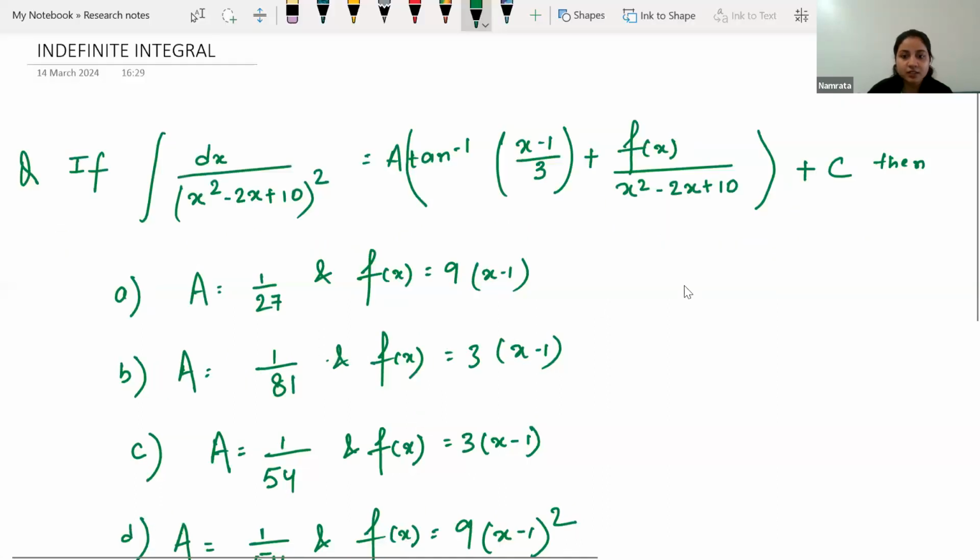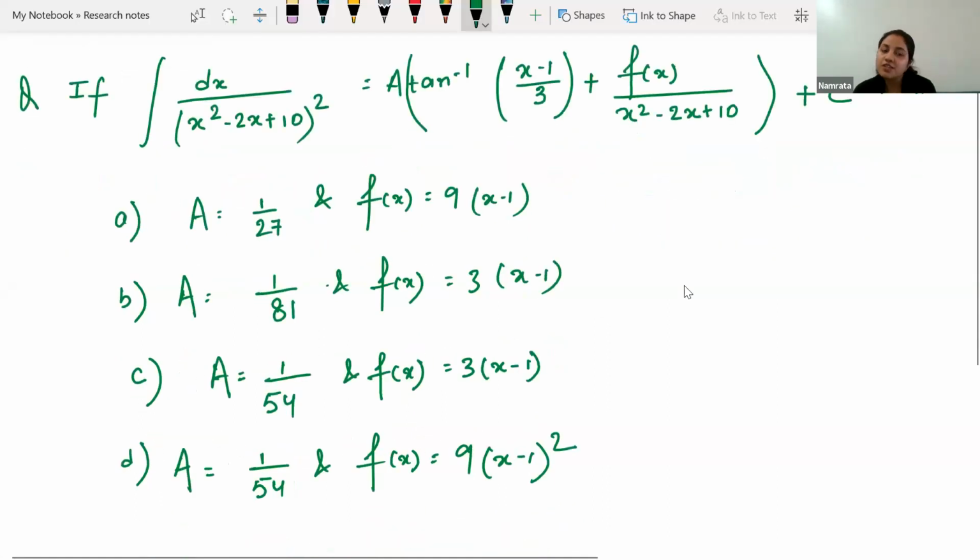Now only I have written it. So here the question is, if the integration, can you see the screen first? Let me know. Yes, the screen is visible. Okay, let's move ahead.